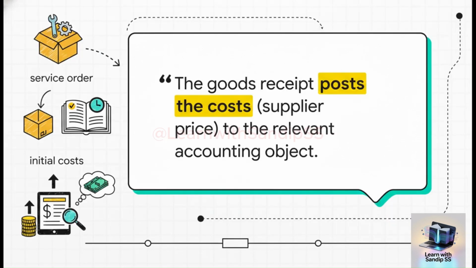The very moment that goods receipt is posted, the system records the initial cost, the one from the purchase order, directly against our service order. This is the first time the real-world cost of that part hits our books for this job, and that is vital for tracking our profitability in real time.